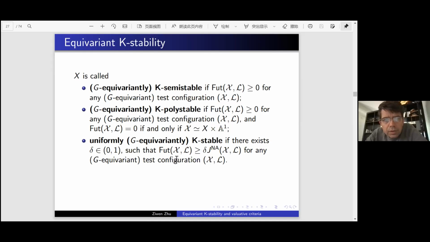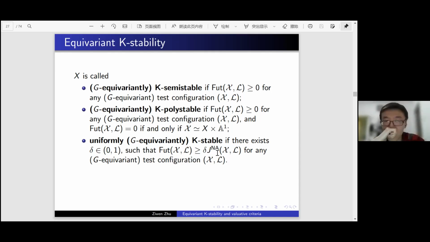Sorry, I have a question about this uniform stability. Don't you need to consider something like the infimum of this norm over the twisted actions by the elements of the group? In your definition of uniform stability, you just took the J norm, the non-Archimedean norm, but it's more natural perhaps to take the infimum over twists of your test configuration by generators of the group action. That's what Chi Li, for instance, does.